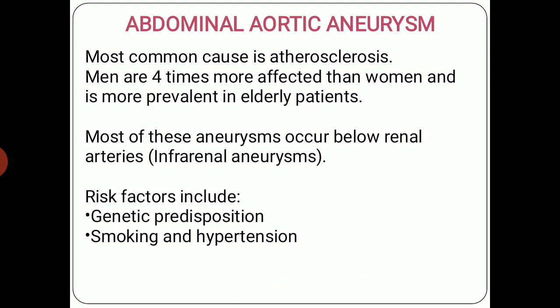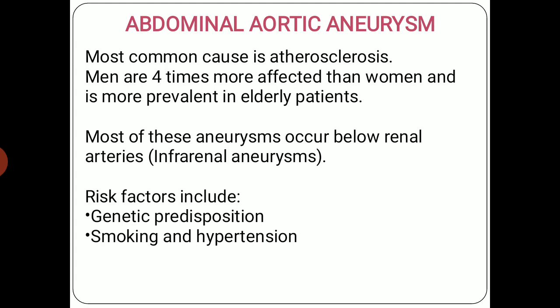Then the second is the abdominal aortic aneurysm. It is actually similar to the thoracic one only, but जो areas affected हैं वो थोड़ा लोअर साइड को हो जाते हैं, मतलब the renal area will get affected. The most common cause is again atherosclerosis, and men are 4 times more affected than the women, and it is more prevalent in the elderly patient.